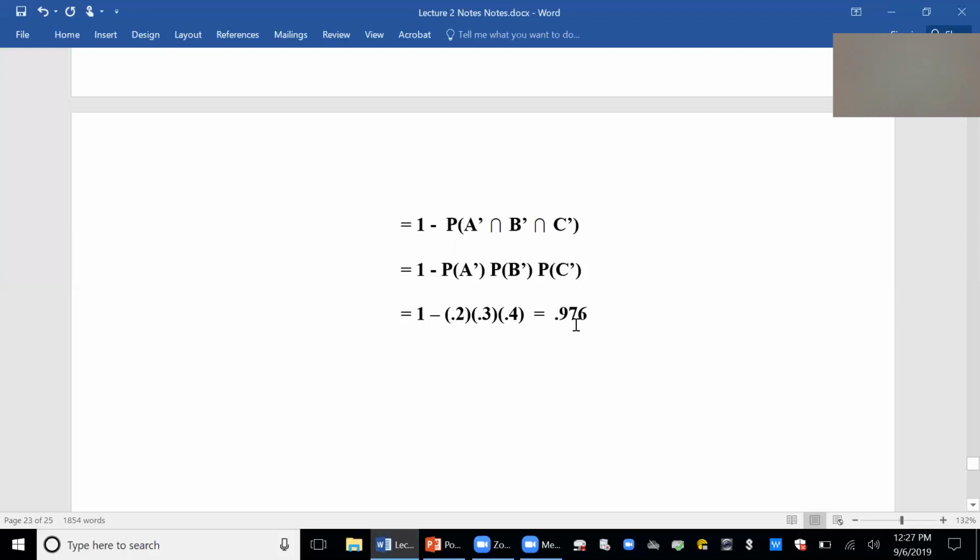And the events have nothing to do with each other, so then I can remove the intersection sign by taking the products. So 1 minus probability of A naught, which is 0.2, B naught is 0.3, and C naught is 0.4. On the exam, that is the answer. Do not do any more than that. That is more than sufficient.